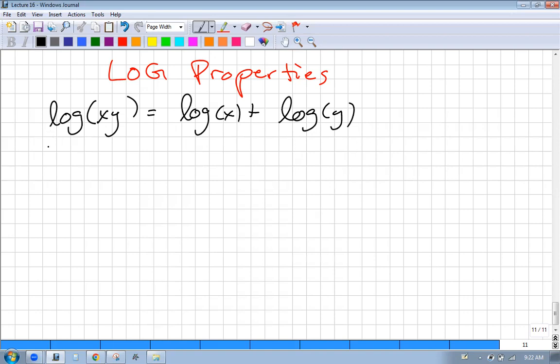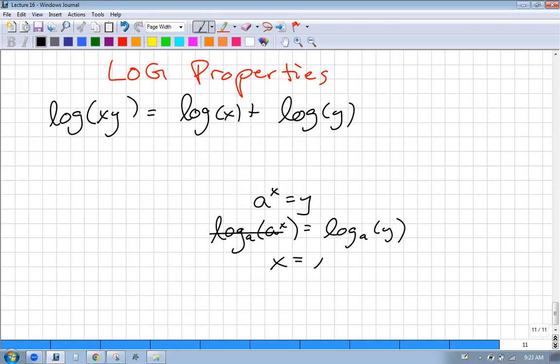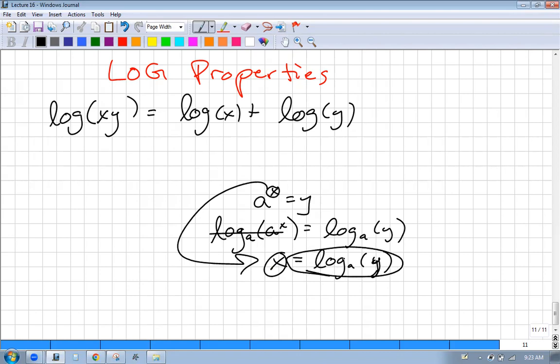And it's because logs are exponents. I know I said logarithmic functions are the inverse of exponential functions, right? But technically logs themselves are exponents. If I have a to the x equals y, and I take log base a of both sides, these undo one another. Remember, logs and exponentials are inverses. So those undo one another, and I have x equals log base a of y. Where is x? It's right here. The x is the exponent. The exponent is a log.